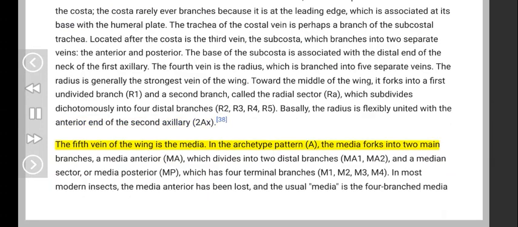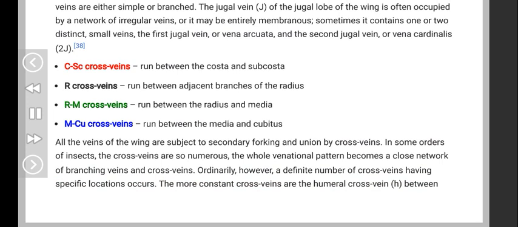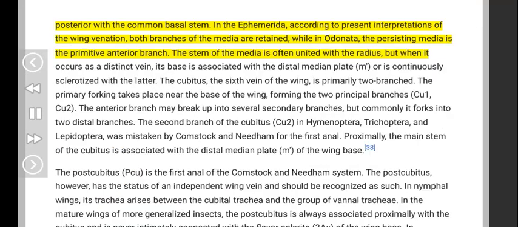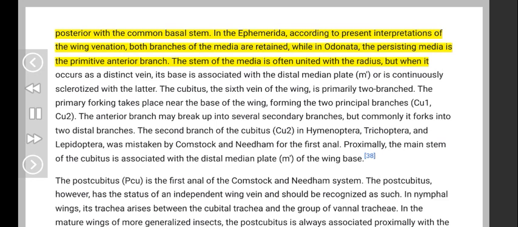The fifth vein of the wing is the media. In the archetypal pattern, the media forks into 2 main branches, a media anterior MA, which divides into 2 distal branches MA1, MA2, and a median sector, or media posterior MP, which has 4 terminal branches M1, M2, M3, M4. In modern insects, the media anterior has been lost, and the usual media is the 4-branched media posterior with the common basal stem. In the Ephemeroptera, according to present interpretations of the wing venation, both branches of the media are retained, while in Odonata, the persisting media is the primitive anterior branch.